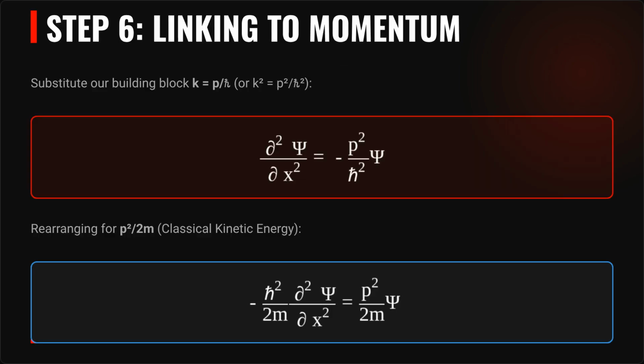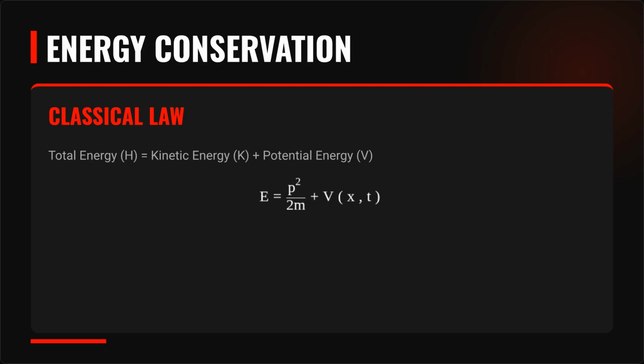Step 6, linking to momentum. Substituting the momentum wave vector relation, k equals p over h bar, and rearranging, we isolate the term for the classical kinetic energy. The foundation for combining these parts is the classical law of energy conservation, where total energy equals kinetic energy plus potential energy.